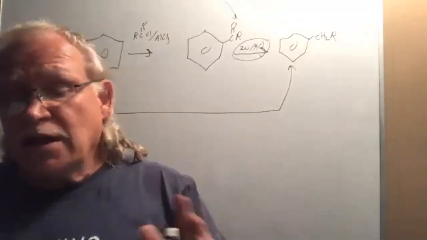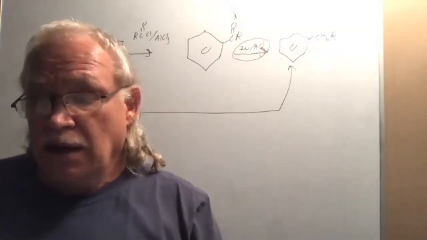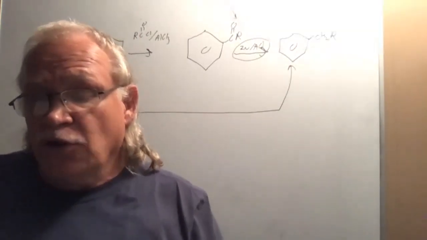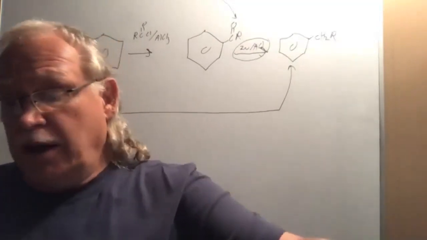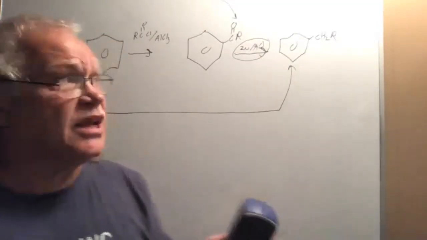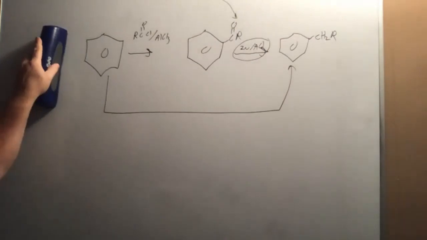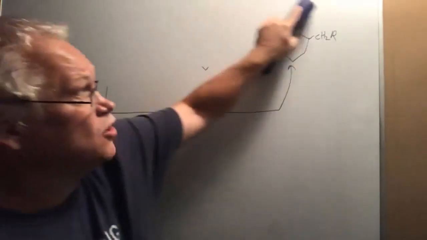Okay, there is a limit to the Clemmensen reduction. If there's an NO2 group on the ring, the NO2 group gets changed to an NH2 group. Okay, so the NO2 group will get changed to an NH2 group.